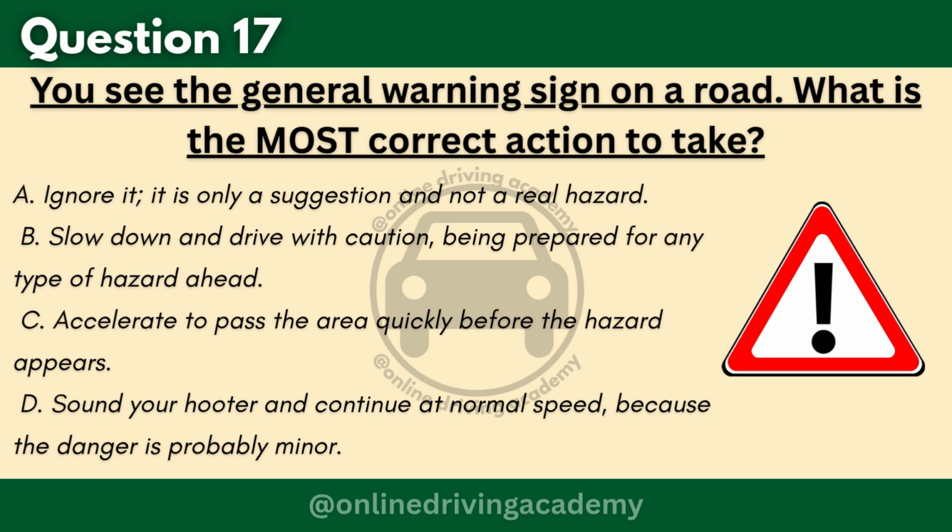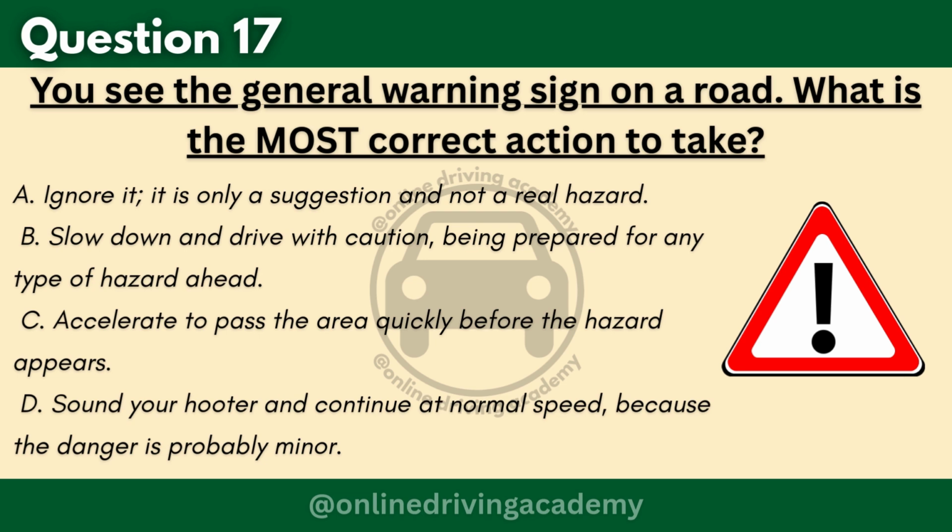Now when we take a look at option A, it tells us to ignore it. Again, I told you, you cannot ignore a sign. With option C, it tells us to accelerate past the area quickly. Whenever you see a general warning sign or any warning sign, do not accelerate. Therefore, option C is incorrect.